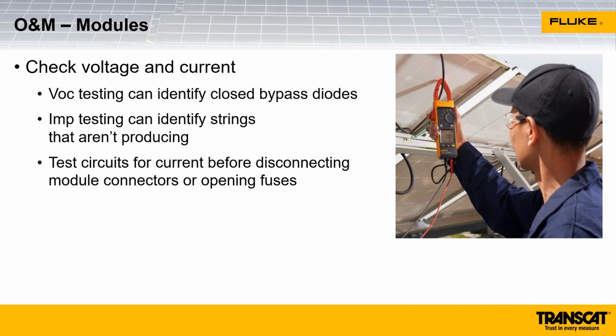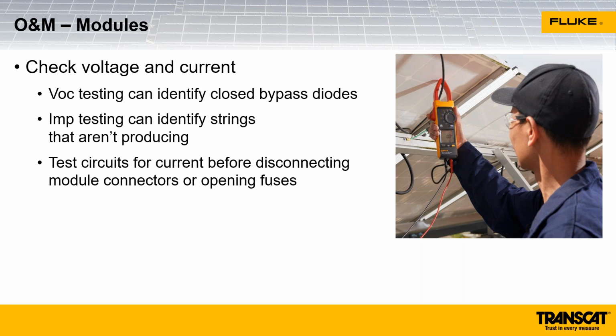Now, we can also do current testing for circuits before we open any non-load break rated disconnects, and we see these quite frequently in solar. This would be your module interconnects, your MC4 or other types of connectors, which are not load break rated. Same thing with the touch safe fuse holders in inverters and combiner boxes. Those are not meant to be opened under load.